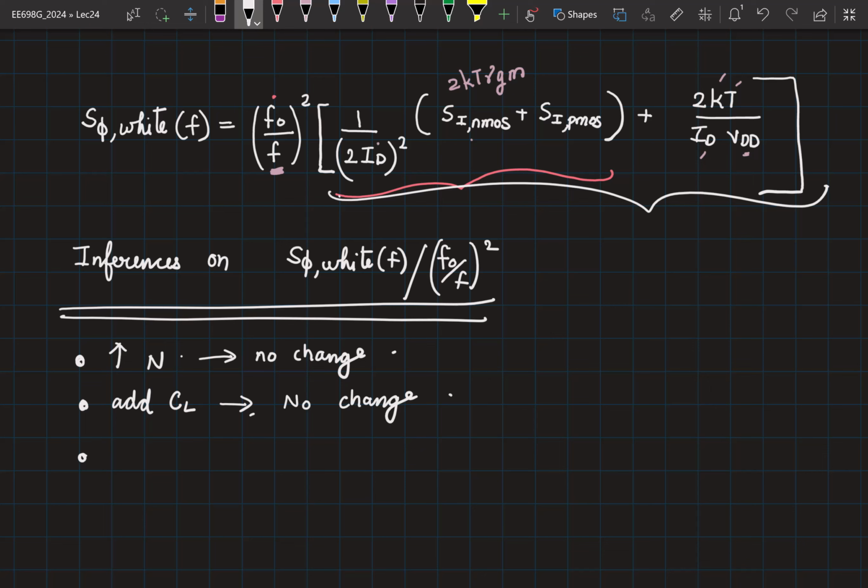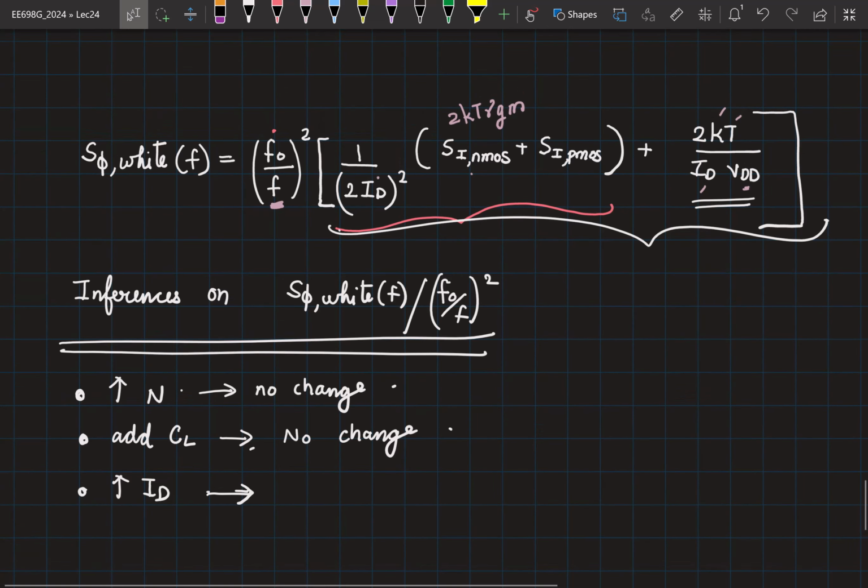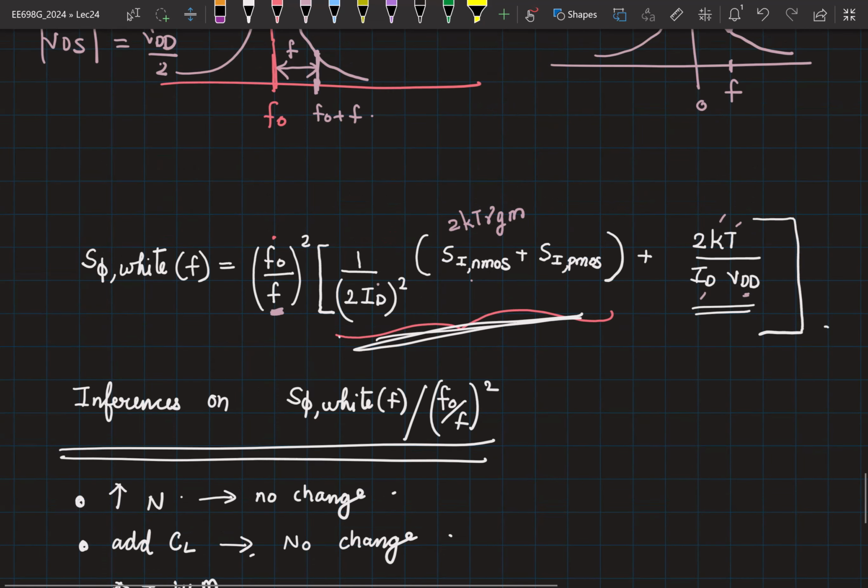Let's say I increase the ID. Decrease by how much? Okay, if this term was dominating? So if I increase it by m? Okay, what about if this term was dominating? Why? 1 by m, right? There is a gm here.